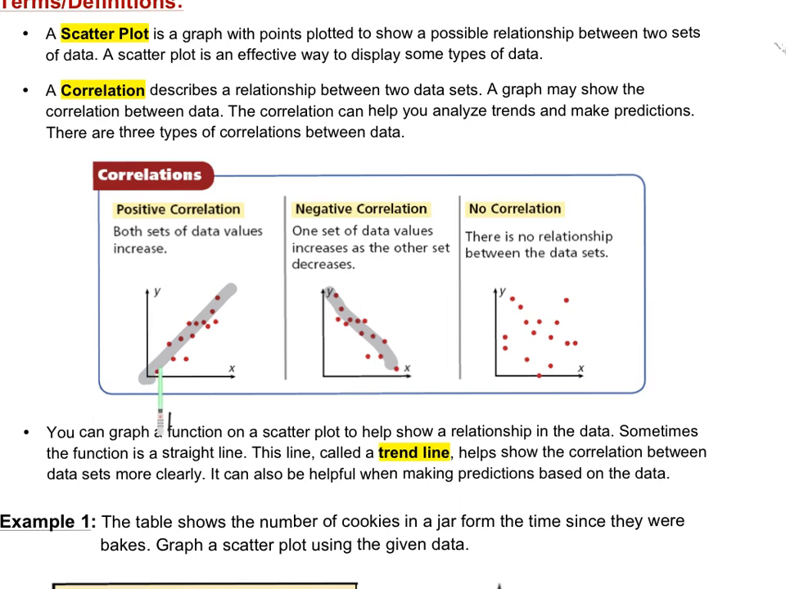If it is going from left to right, upwards, that is what we call a positive correlation. If it is going downwards from left to right, it is called negative correlation. And if there's really no relationship whatsoever within the points, they're just all over the place, erratic, then there's no correlation. So scatter plots are basically graphs where there's lots of points. You can talk about positive or negative correlation or no correlation.